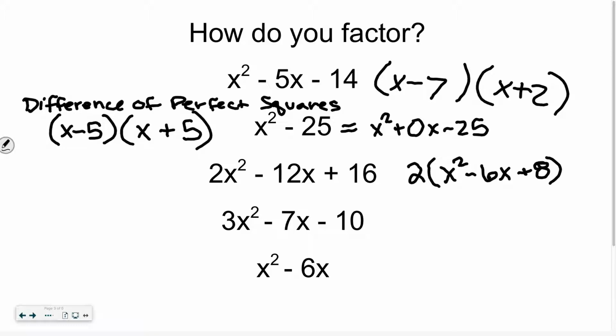And then after that, you just do the same thing that you would do with the first one. And you just can't forget about the 2. So it'll be 2 times (x minus 4), and then (x minus 2). Great. Thank you, Kaylee. Good job. Sometimes they look worse than they really are, and they're not so bad.